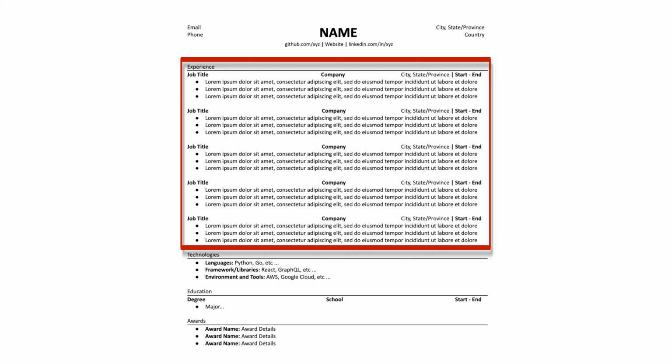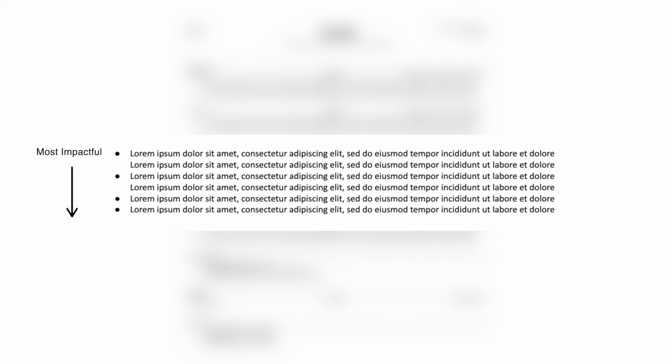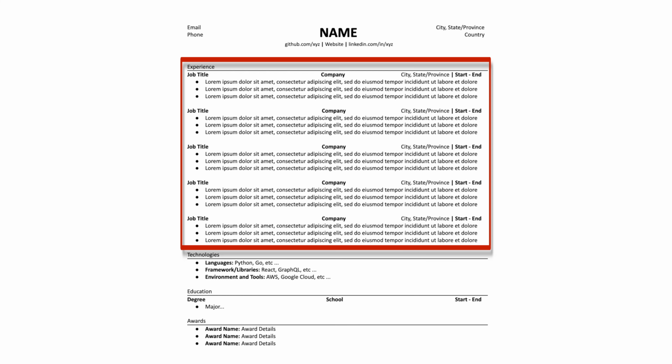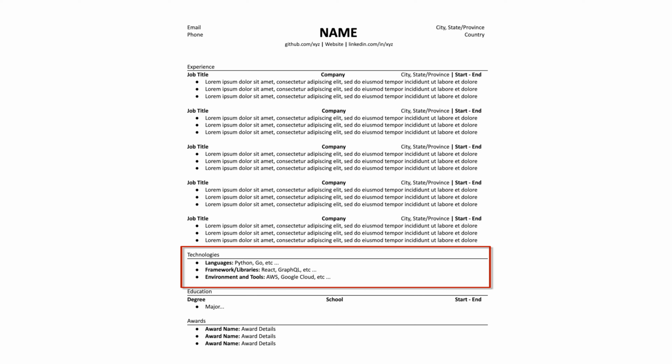You can sort the jobs from most recent to oldest and your bullet points from most impactful to lesser. Most people read left to right, top to bottom, so you want to get the best stuff out first to keep them engaged. Moving on to technologies, I'd separate them into these 3 categories.